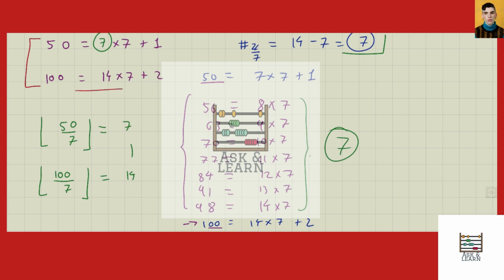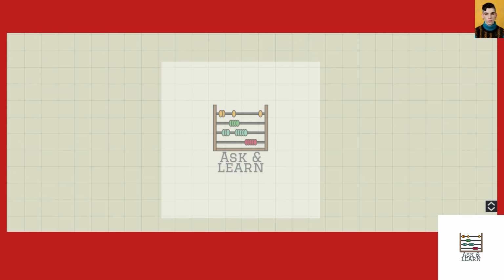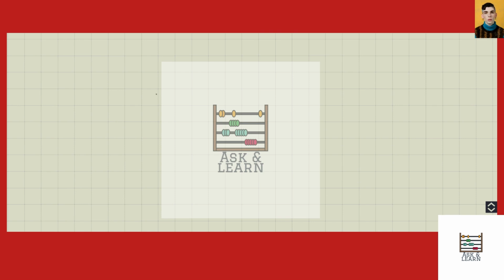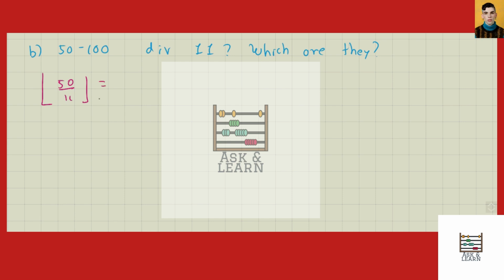Okay, so great. Now we need to repeat the procedure because now we need to determine how many integers are on the interval 50 and 100, but now that are divisible by 11, and which are they, of course. So in this case, we're going to repeat the same thing, but now I'm going to consider the floor function. So 50 divided by 11, the floor function of this is going to be equal to 4.